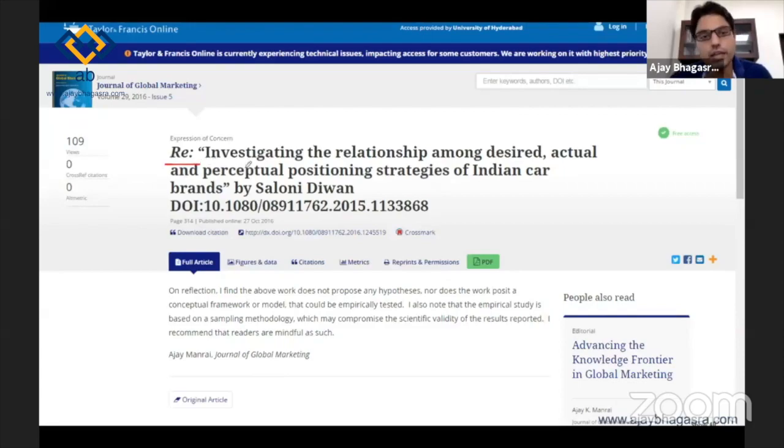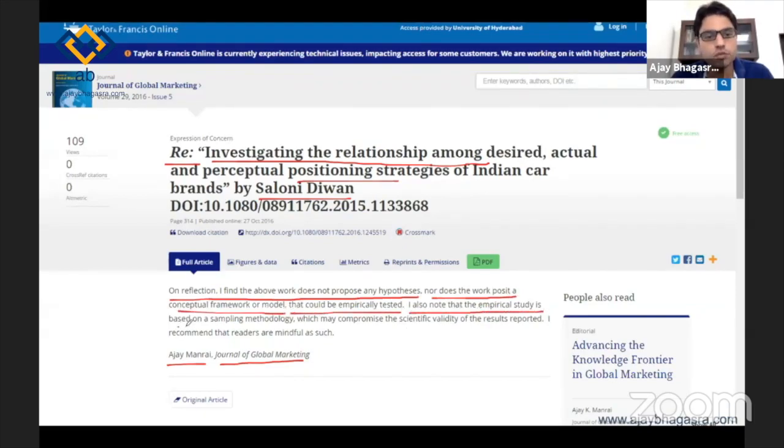And what is this reply? Reply to this paper published by this author. And here is what Ajay Munray, who is the editor-in-chief of the Journal of Global Marketing, writes: on reflection, I find the above work does not propose any hypothesis, nor does the work posit a conceptual framework or model that could be empirically tested. I also note that the empirical study is based on a sampling methodology, which may compromise the scientific validity of the research reported. I recommend that the readers are mindful as such.